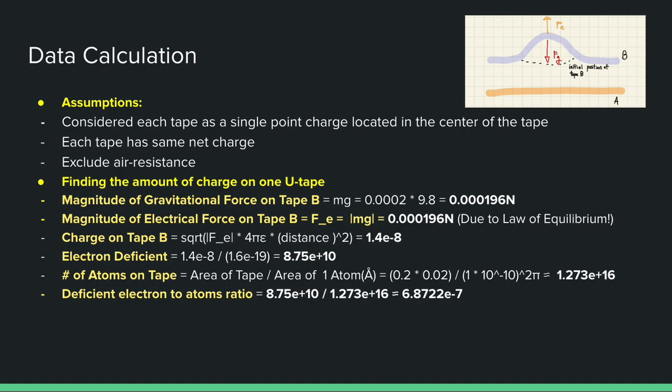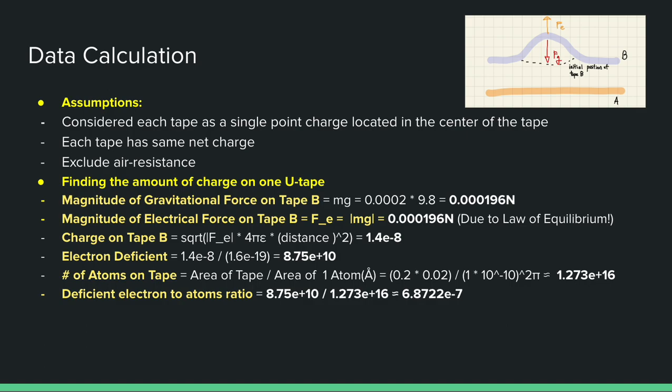Firstly, the magnitude of the gravitational force on tape B can be calculated by Newton's gravitational law, F equals mg, which is 0.000196 newtons. The magnitude of the electrical force on tape B can be calculated using the law of equilibrium. In this case, the magnitude of the gravitational force is equal to the magnitude of the electrical force, which is 0.000196 newtons as well. The charge of tape B can be calculated by the modified version of Coulomb's law, which in this case is 1.4 e to the power of minus 8.